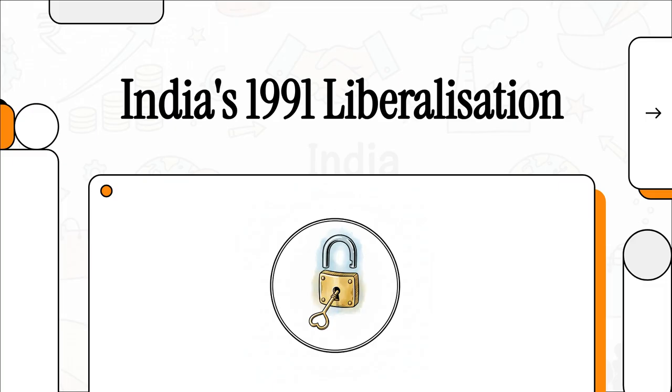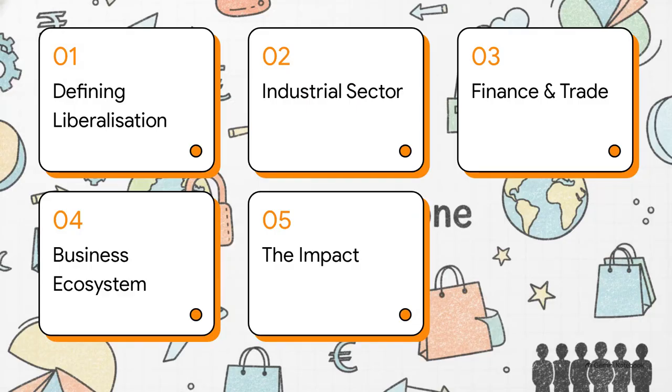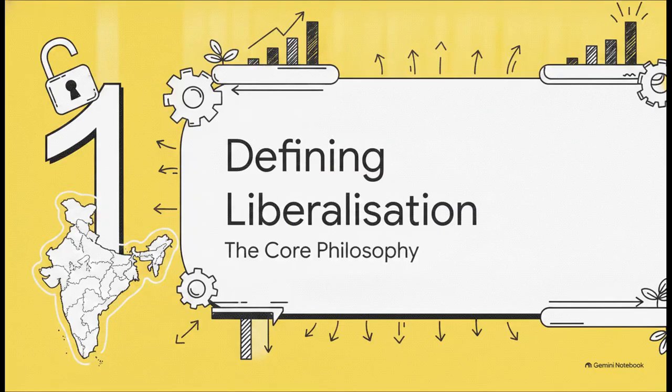So in this explainer, we are going to unpack the monumental shift away from that era, a transformation we can absolutely call the Great Unlocking. To make sense of the exactly 10 massive features of this policy, we're going to use a chunking technique to walk through this transformation phase by phase. We'll hit defining economic liberalization, unlocking India's industrial sector, unlocking finance and trade, modernizing the business ecosystem, and finally, the impact of liberalization. So let's start with Section 1, defining economic liberalization.